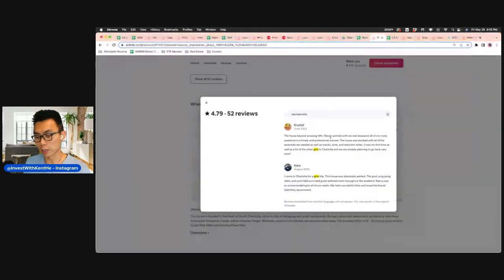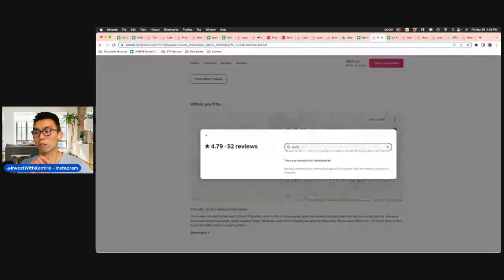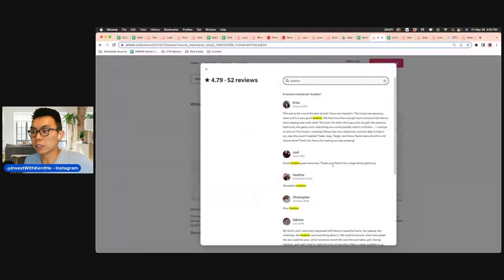No bachelorette parties there. Then you want to type in the word location. You see how there's generally a positive connotation with the word location: in a very good location, great location, wonderful location, nice location, the location, we loved everything about it. That is how you determine where you should buy your properties in that market.